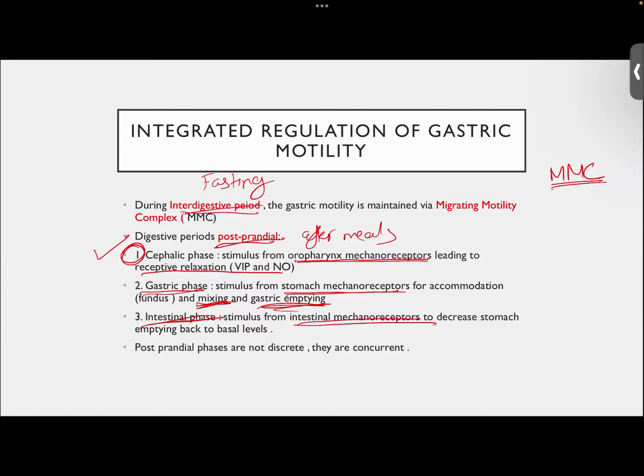Postprandial phases are not discrete, they're concurrent. That means the same as earlier. The phases are not happening one by one. Different parts of the stomach, different phases can be happening.